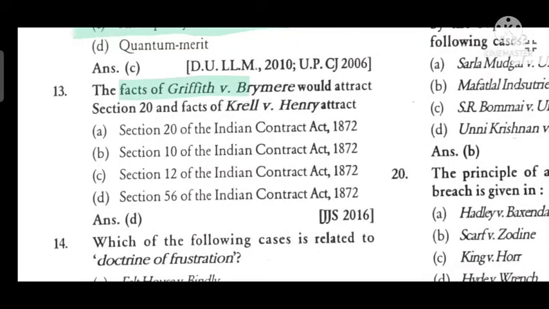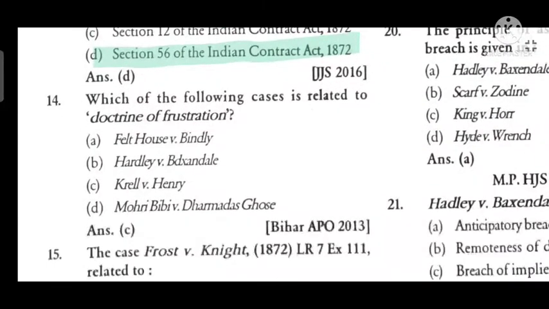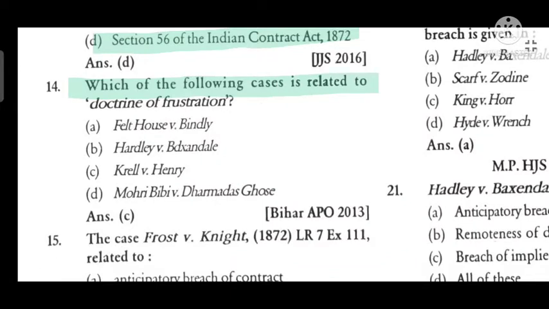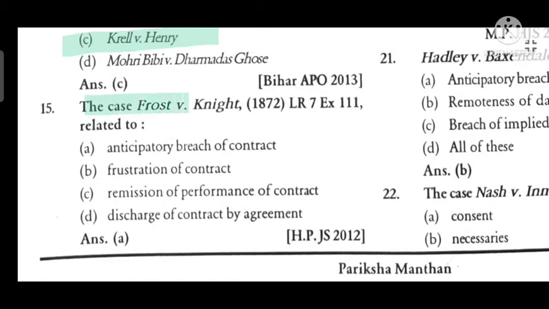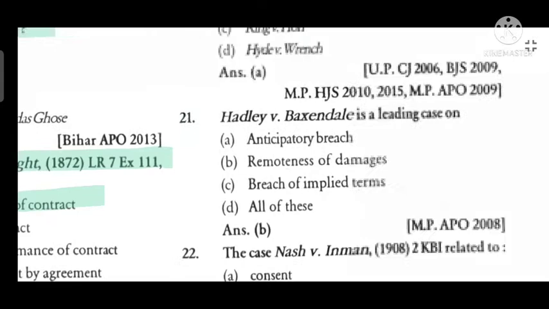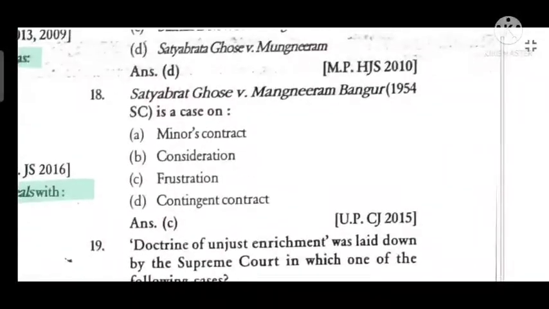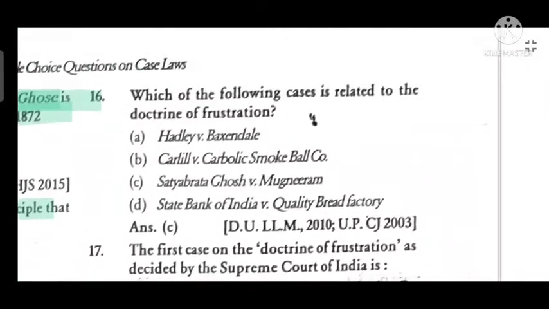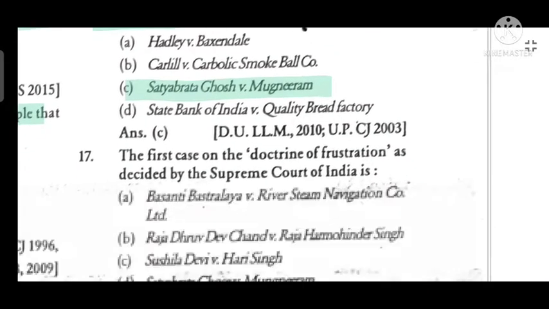The facts of Griffith versus Brymer would attract Section 20, as the facts of Krell versus Henry attract Section 56 of the Indian Contract Act 1872. Which one of the following cases is related to the doctrine of frustration? Krell versus Henry. The case of Frost versus Knight is related to anticipatory breach of contract. Which one of the following cases is related to the doctrine of frustration? Satyabrata Ghose versus Mugneeram.